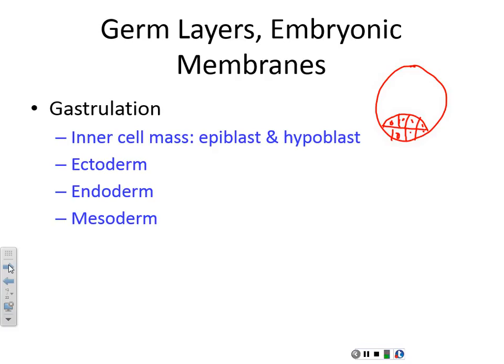And then the epiblast forms the amnion on the top. Okay, it forms the amnion, which then surrounds the whole embryo, right? And this kind of forms the yolk sac on the bottom.